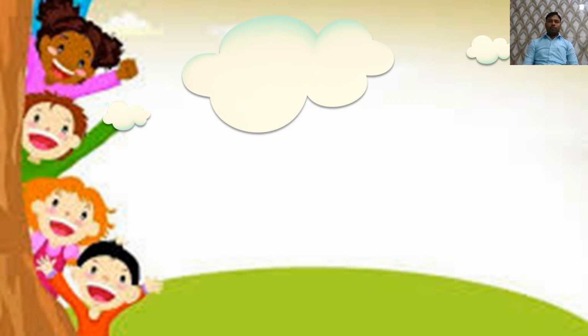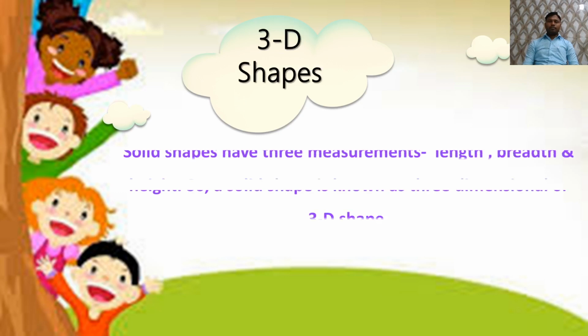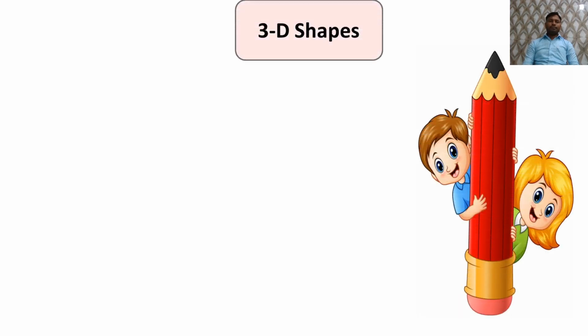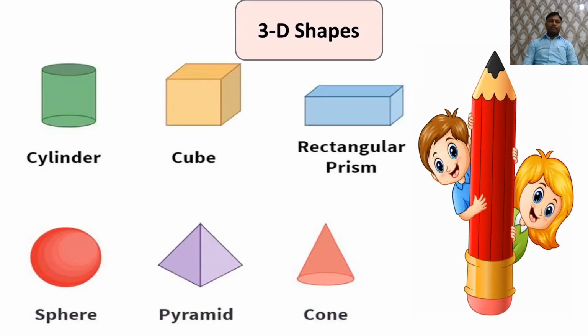Now we learn about the 3D shapes. What are 3D shapes? Solid shapes having 3 measurements: length, breadth and height. So a solid shape is known as 3-dimensional or 3D shape. Now some examples of 3D shapes: cylinder, cube, rectangular prism, sphere, pyramid, cone. Now we'll learn one by one about the 3D shapes.